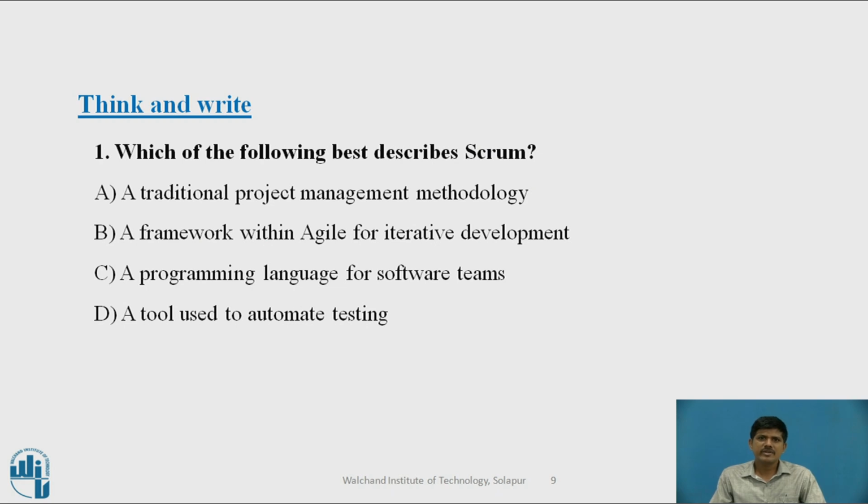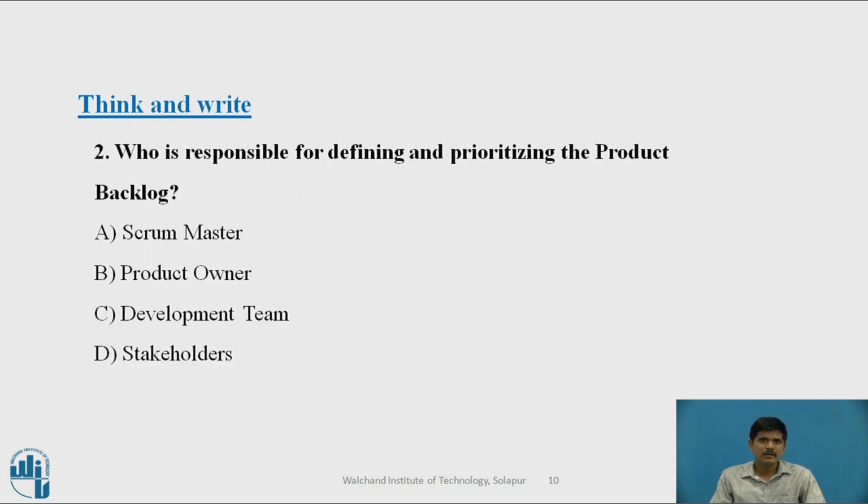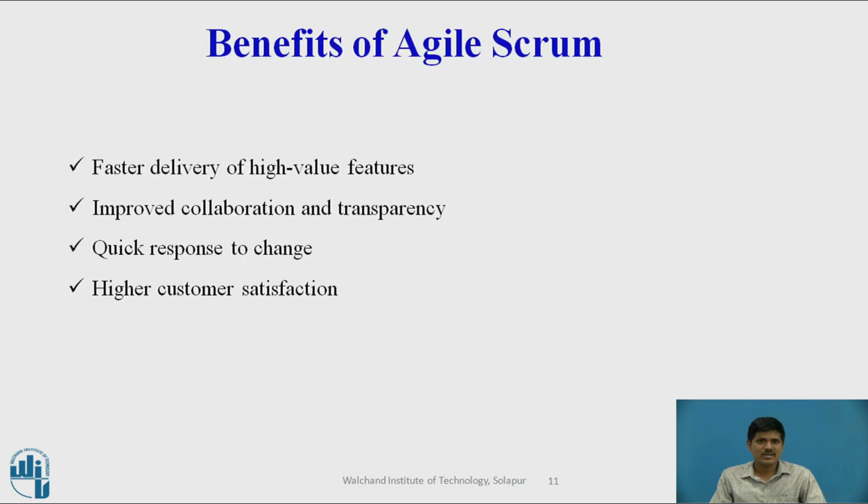Next, think and write. Which of the following best describes Scrum? Look at the options and try to give the proper answer. The answer is: a framework within Agile for iterative development. Who is responsible for defining and prioritizing the product backlog? As we already know, the person is the product owner.